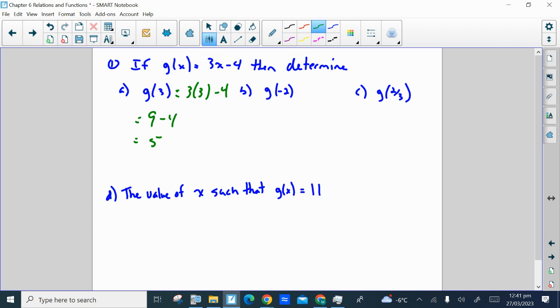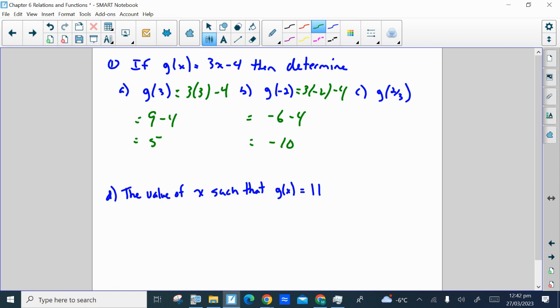g(3) is asking, what is the value of the function when x equals 3? That's what g(3) means. And so g(-2) then means what is the value of the function when x equals -2? So we let x equal -2 in the equation and we work it out. 3 times -2 is -6, and -6 take away 4 is -10. There's your answer.